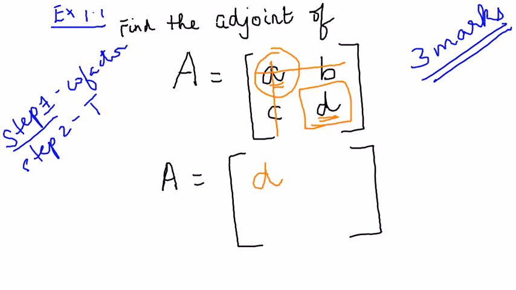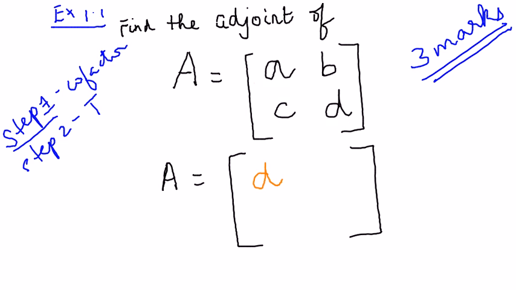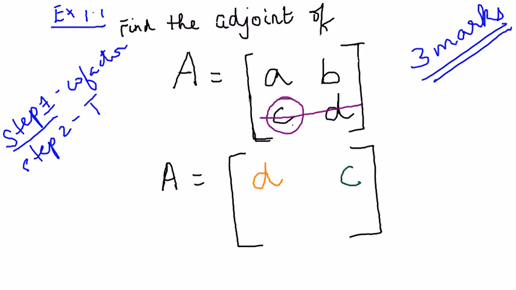Okay, now let's see the cofactor now for B. So to find the cofactor of B, I will hide the corresponding row of B and the column of B. So what remains is C. So in place of B, we will write C. Okay, now next let's find the cofactor of C. To find the cofactor of C, we hide the row of C and the column corresponding to C. What remains is B. So B is the cofactor of C.